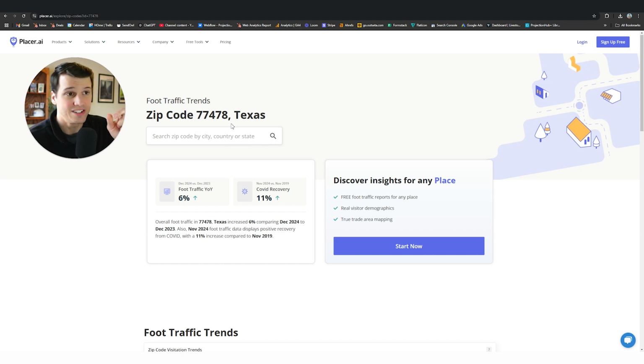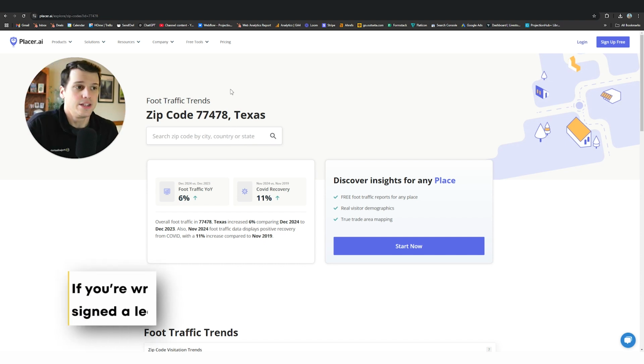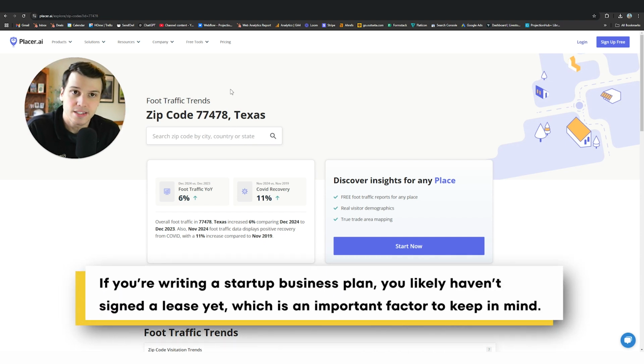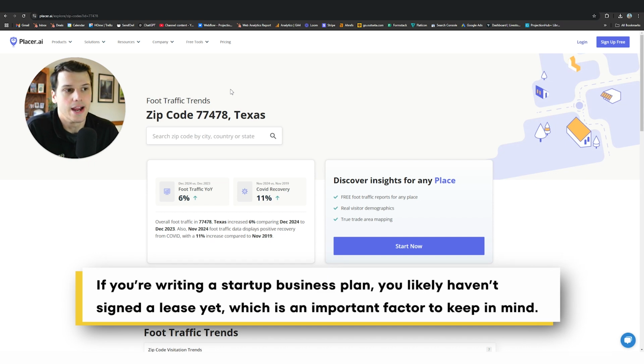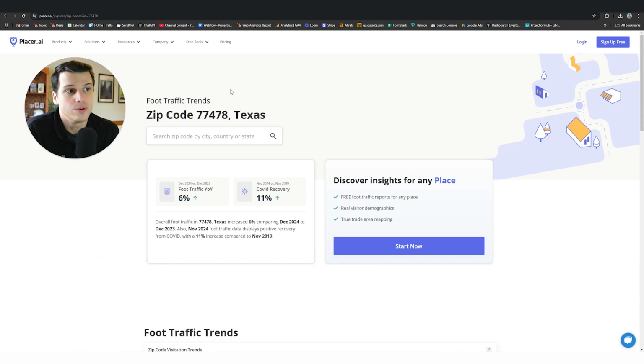One way I like to do this is if you're writing a startup business plan, you probably haven't signed a lease yet or something like that, right? And that's another thing to keep in mind. What I'm about to show you is going to be really valuable for brick and mortar businesses, ones where the target market is bound by geography, right? So if you're starting an e-commerce business, this probably isn't going to be super helpful to you.